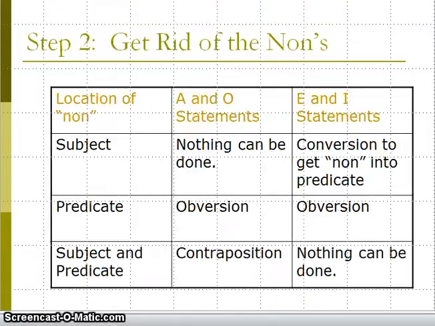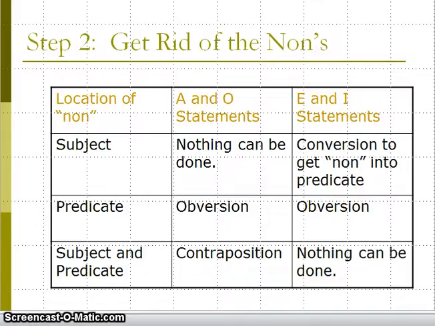Once again, just a quick review. Conversion works on E and I statements. Sometimes we need to convert in order to get the non into the predicate position if we want to use obversion to get rid of a non. But once again, remember it must apply to an E and an I statement only.